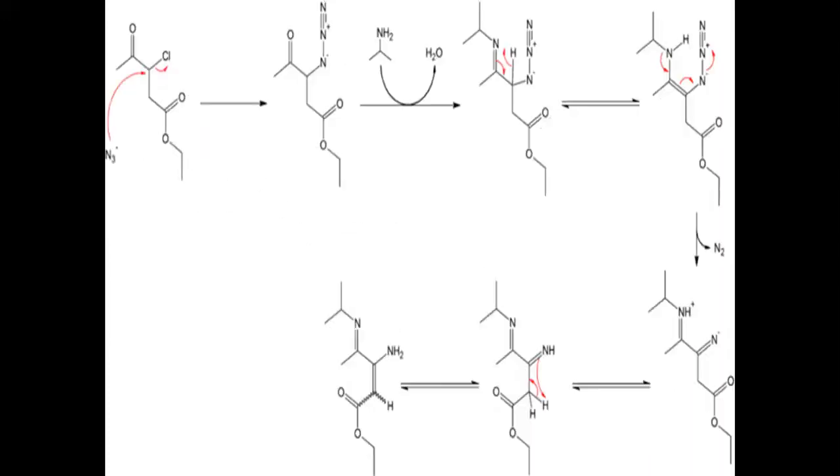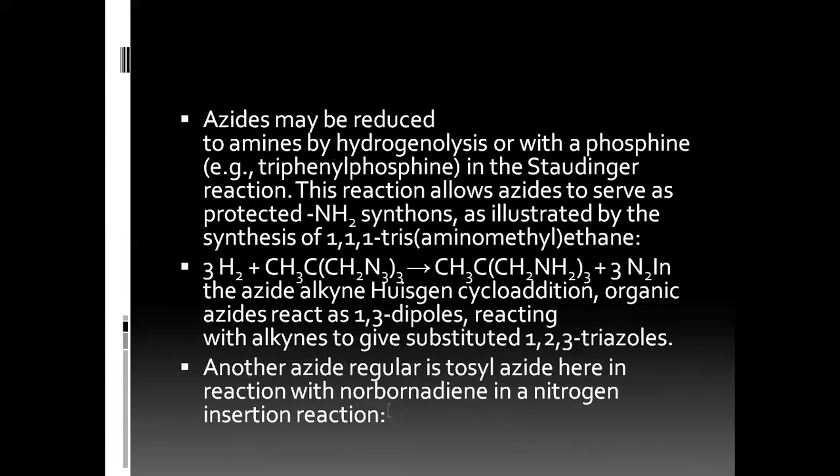We have looked at the reactions of the azide ion. Azides may be reduced to amines by hydrolysis or with a phosphine, for example triphenylphosphine, in the Staudinger reaction. This reaction allows azides to serve as protected amine synthons, as illustrated by the synthesis of 1,1,1-tris(aminomethyl)ethane.